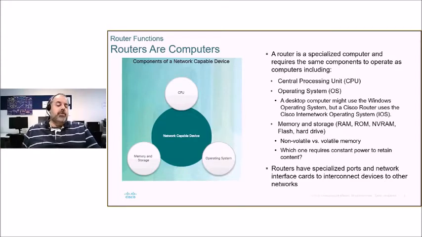When it comes to storage, RAM is pretty much the same. But not many routers have a hard drive. They normally use flash as their non-volatile storage. And ROM, read-only memory, is pretty similar to at least how older computers worked. The other major difference between routers and other computers is they will often have specialized ports for connecting networks together. And they're going to have more than one network port. Otherwise, there's not much point to the router.